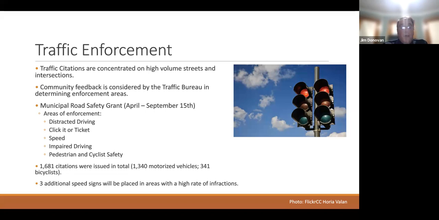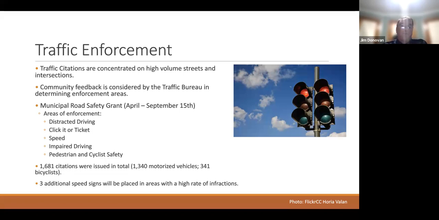Within that grant, our officers wrote almost 1,700 citations, 1,681 citations in total. 1,340 were for motorized vehicles, 341 for cyclists. Of all of those citations, only 3 involved money fines. The remaining citations were all warnings.